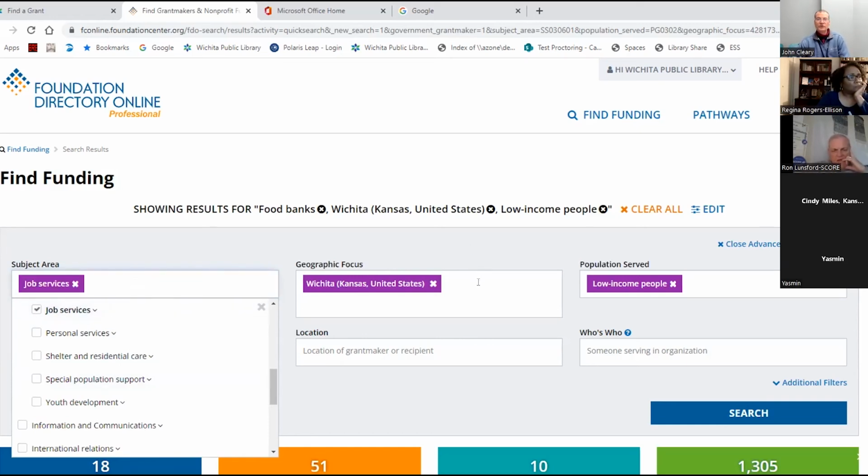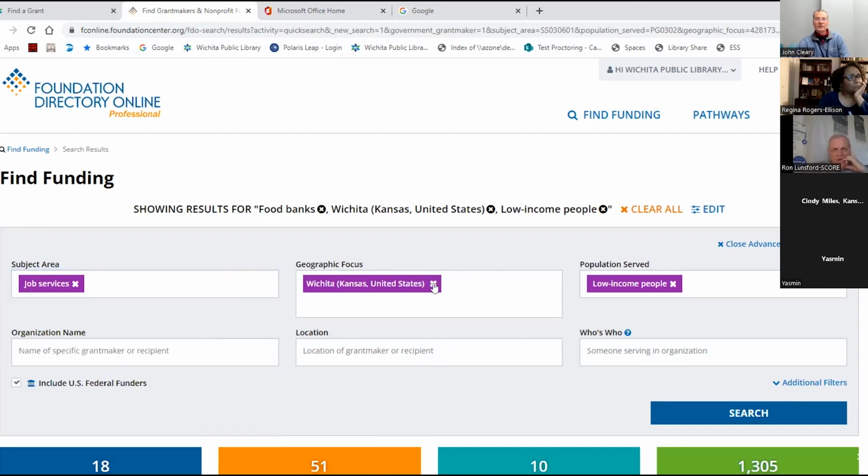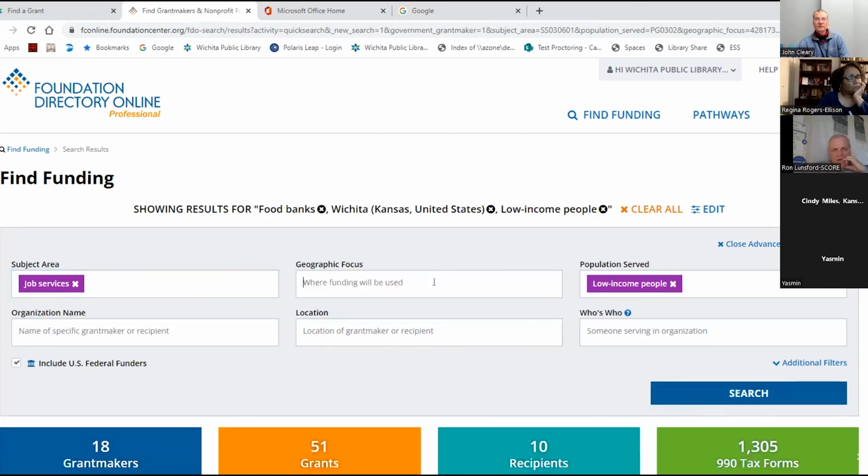You can also pick your geographic location, so where the funding will be used. You can also pick your population served, so whether it's low-income people, at-risk youth, women, children, seniors.